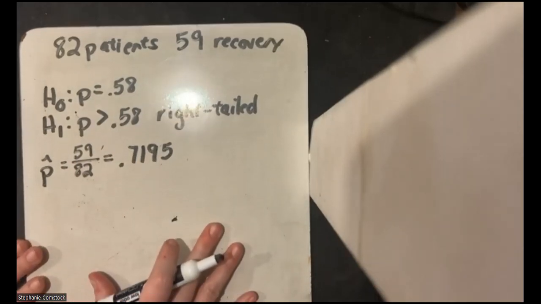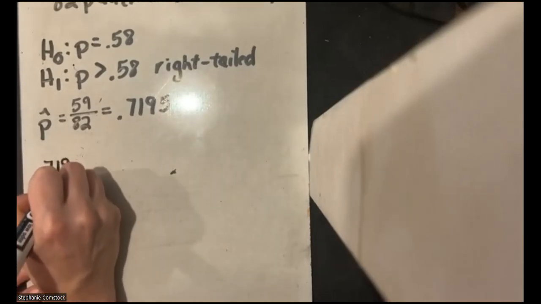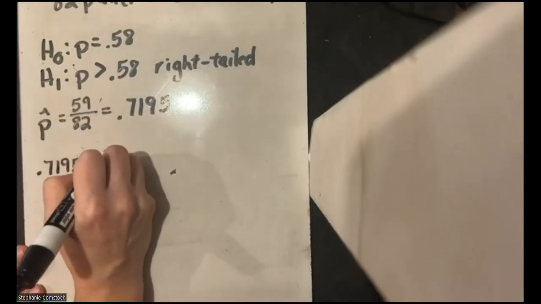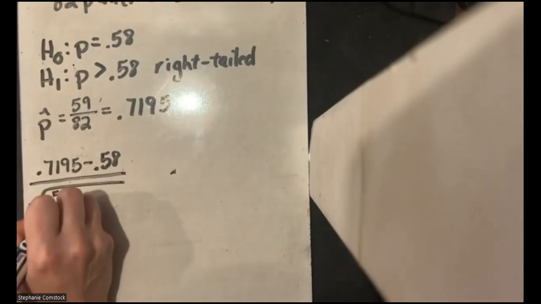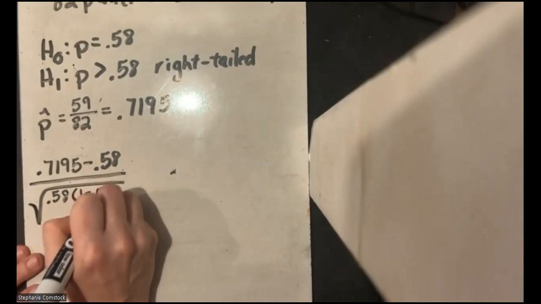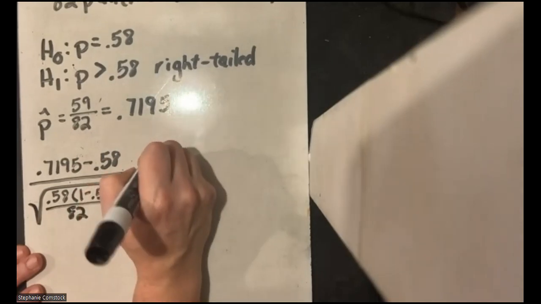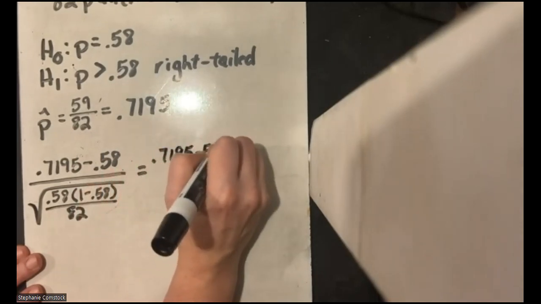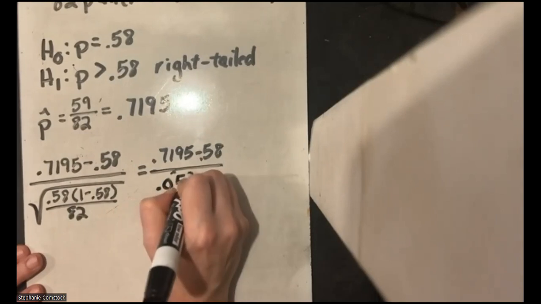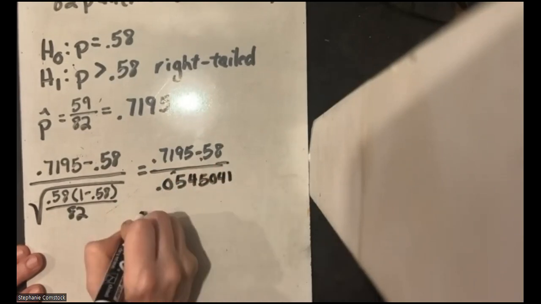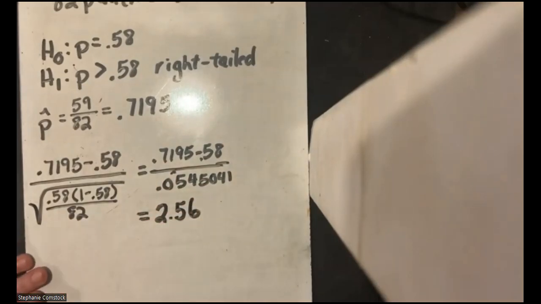Okay, so now setting up our test statistic, it's p-hat, so 0.7195 minus p-naught, which is 0.58, over the big square root of p-naught, which is our 0.58, times 1 minus 0.58, over 82. We're going to get 0.0545041. This is going to get me 2.56. Okay.